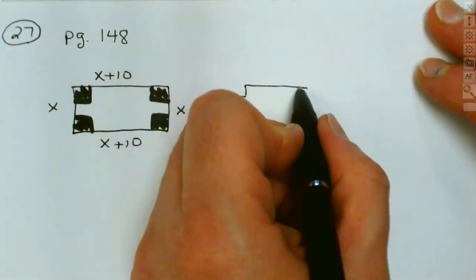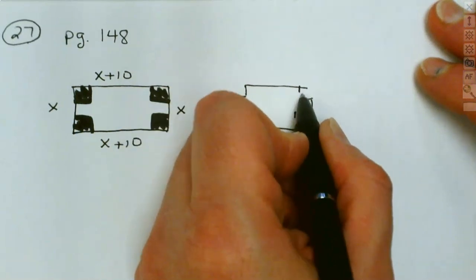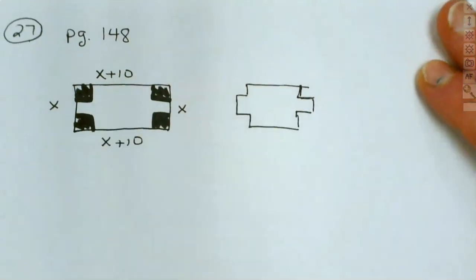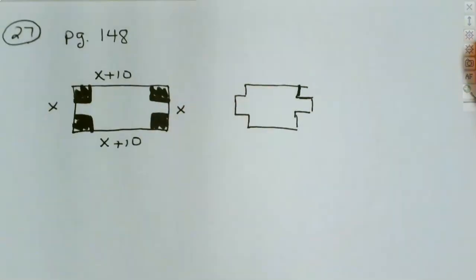Okay, so we try and make this look right here. Sorry about it not being the greatest picture, but you get the idea. Okay, so we took our pieces out, and that's what we have. We have a sheet of metal. We cut out those corners.